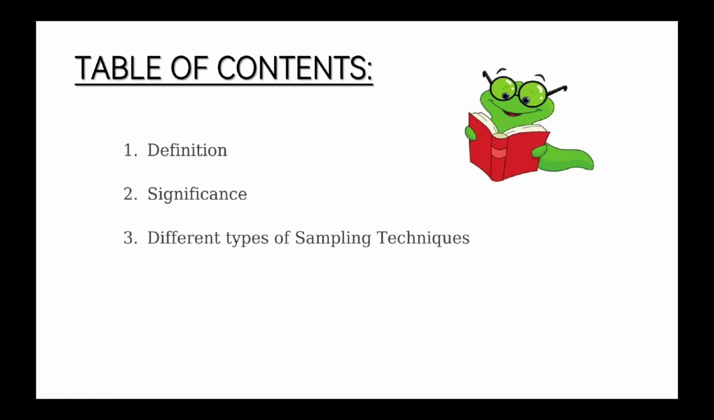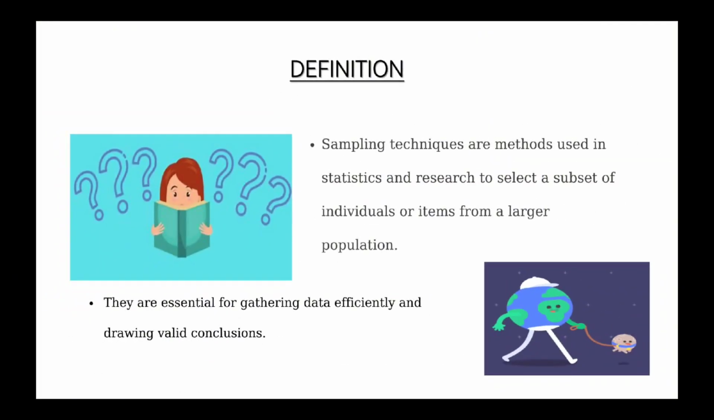And now, I will be discussing different areas that you need to know about sampling techniques, such as its definition, its significance, and the different types of sampling techniques. Sampling techniques are methods used in statistics and research to select a subset of individuals or items from a larger population. They are essential for gathering data efficiently and drawing valid conclusions.